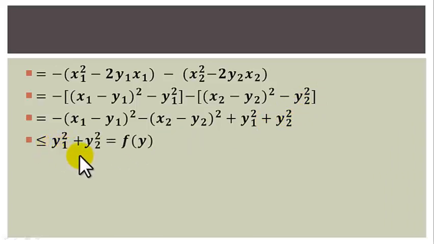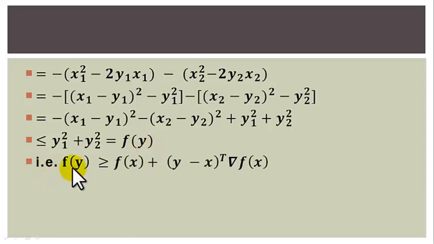Clearly, what you have here, this is a negative quantity. This is a negative quantity. So we are adding it to these two terms. Okay. So this term plus this term minus this clearly will be less than or equal to y1 squared plus y2 squared. But y1 squared plus y2 squared is f of y. So what we have shown here is that f of y is greater than or equal to f of x plus y minus x transpose times the gradient of f of x.